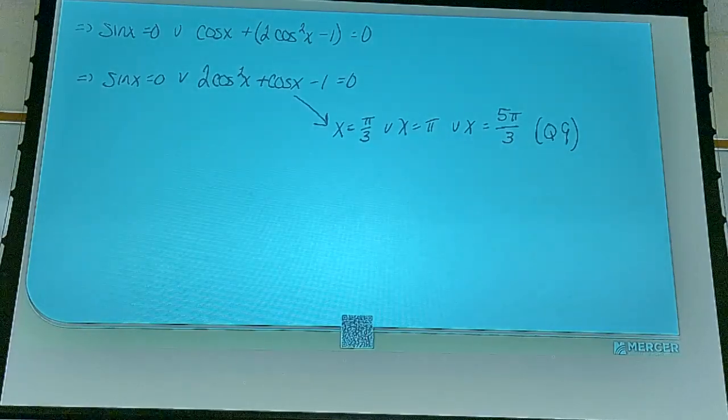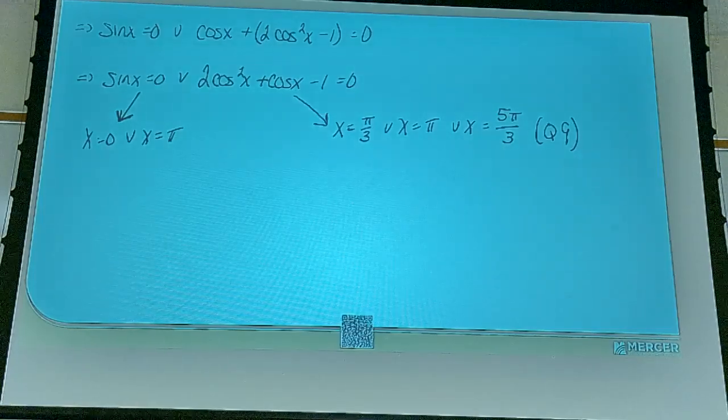Where is sine of x equals 0? Again, this is an easy one. 0 and pi. Pi is repeated, by the way, so you don't need to write it twice.